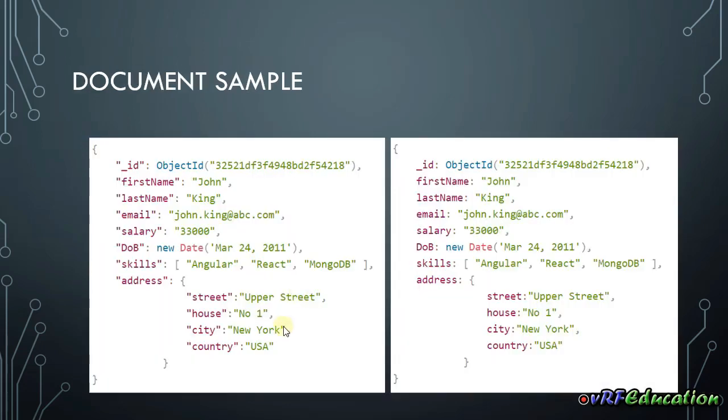This is another sample of a document. Here we have a couple of fields. Some of them are strings. This one is an object ID type. I'm going to talk about it very soon. And here we have a date type. This one is an array of items. So I'm going to talk about it again very soon. And here we have a nested object.